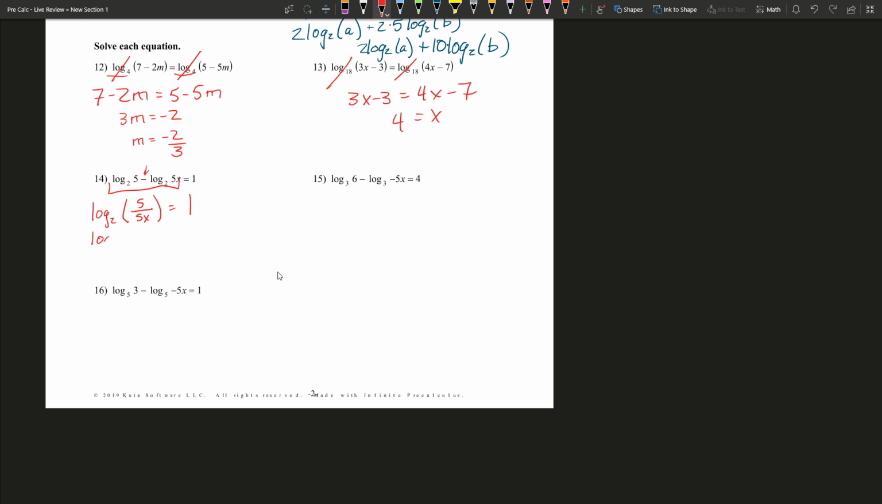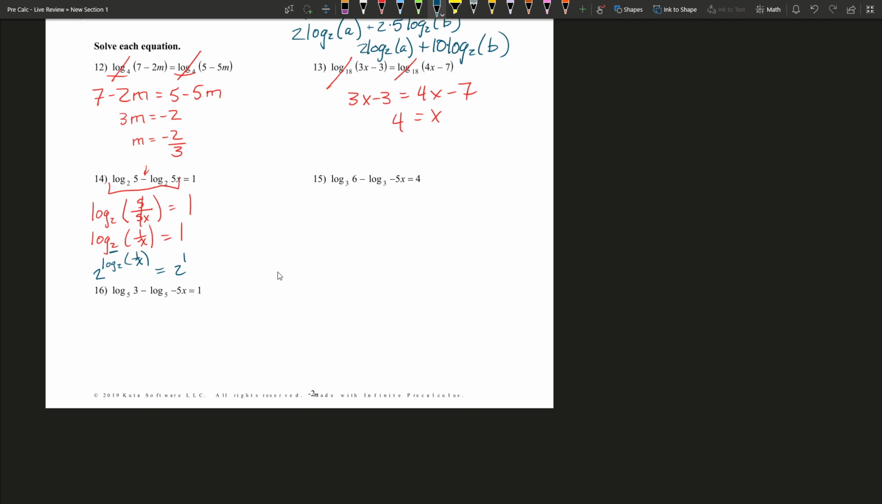So this is log base 2 of 1 divided by x is equal to 1, because those fives cancel. Now, in order to undo the log, we have to take the inverse function. So the inverse function of logarithmic is exponential. So what we're going to do is take this base, and that's going to be the base of everything on this line. So it will look like 2 to the power of log base 2 of 1 over x is equal to 2 to the power of 1.